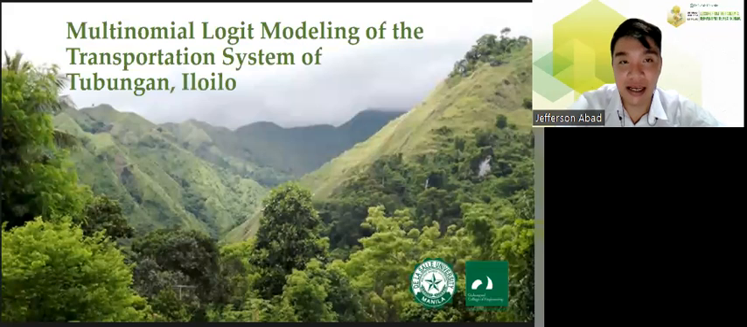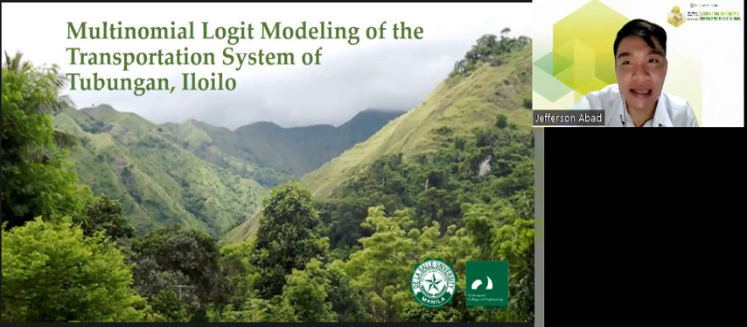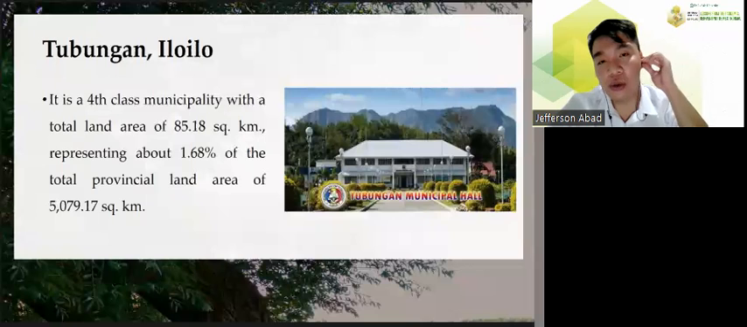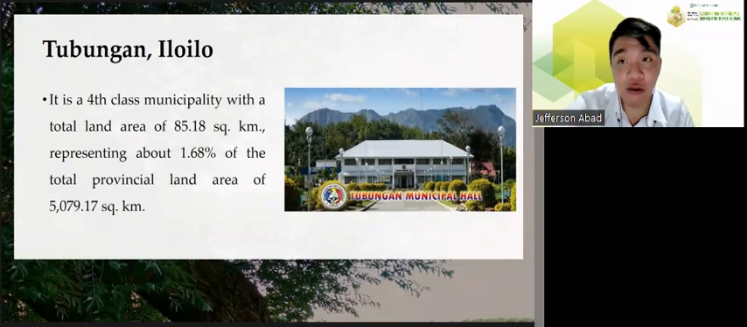So good evening, everyone. This presentation will be about the development of a multinomial logit model based on the existing transportation system of Tubungan, Iloilo. As an introduction, Tubungan is a fourth-class municipality with a total land area of 85.18 square kilometers, which represents about 1.68% of the total provincial land area of the whole Iloilo province.